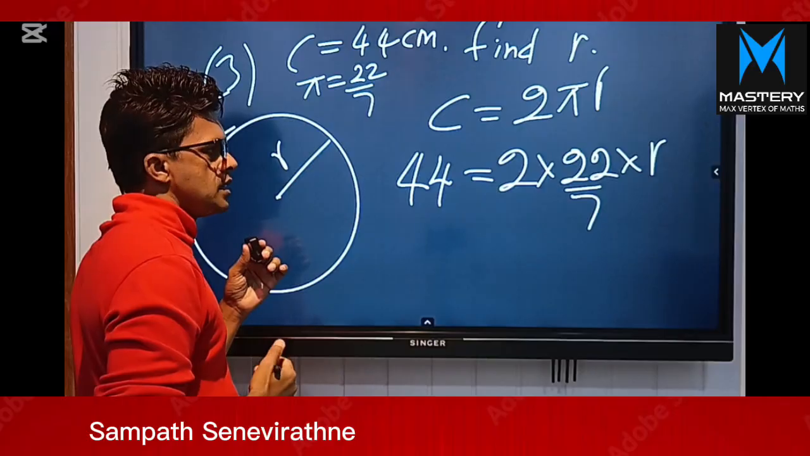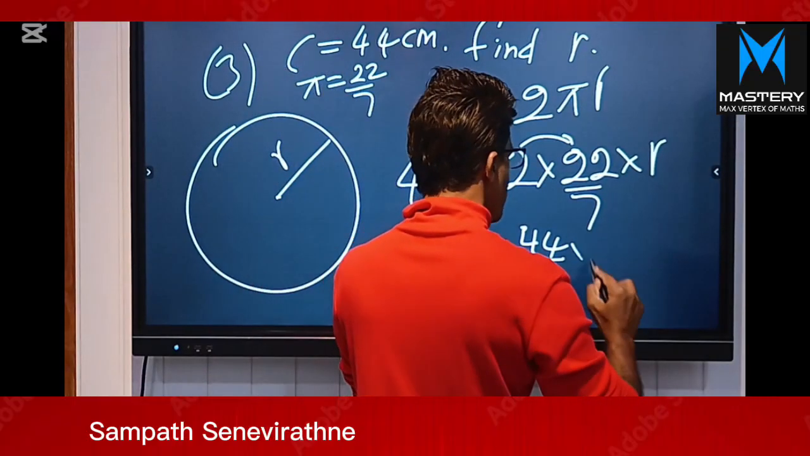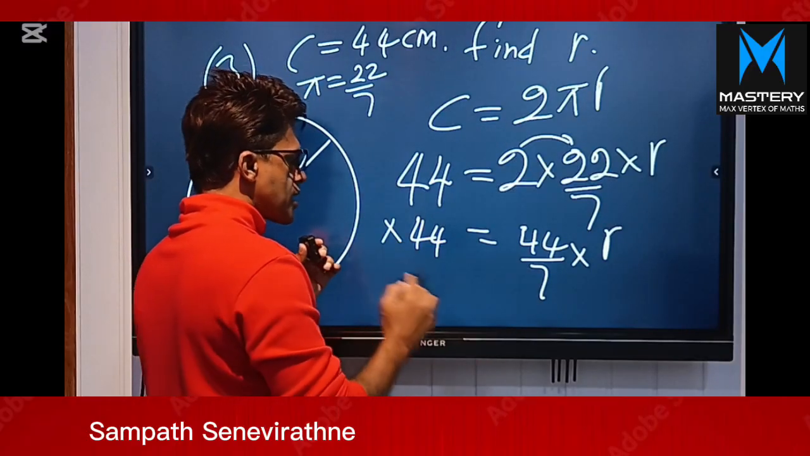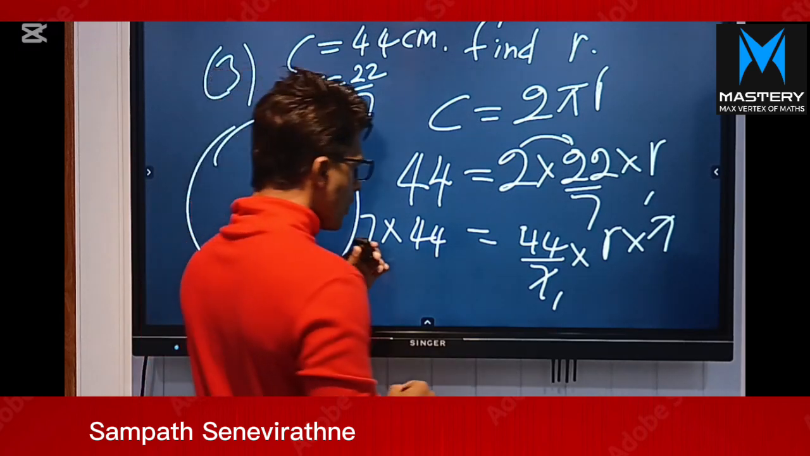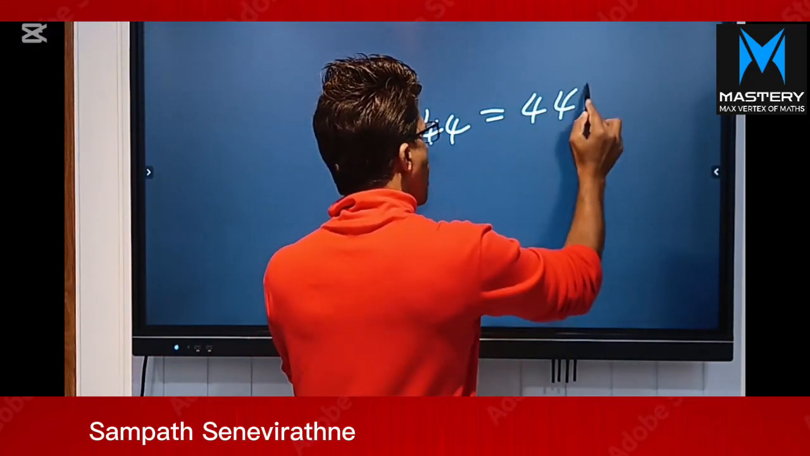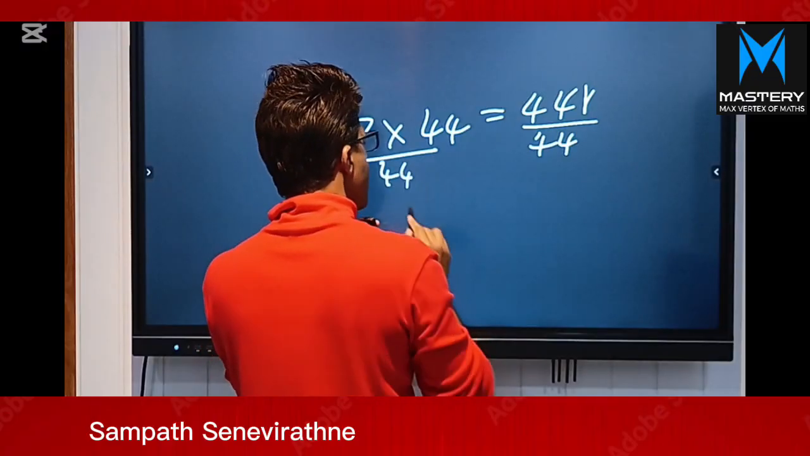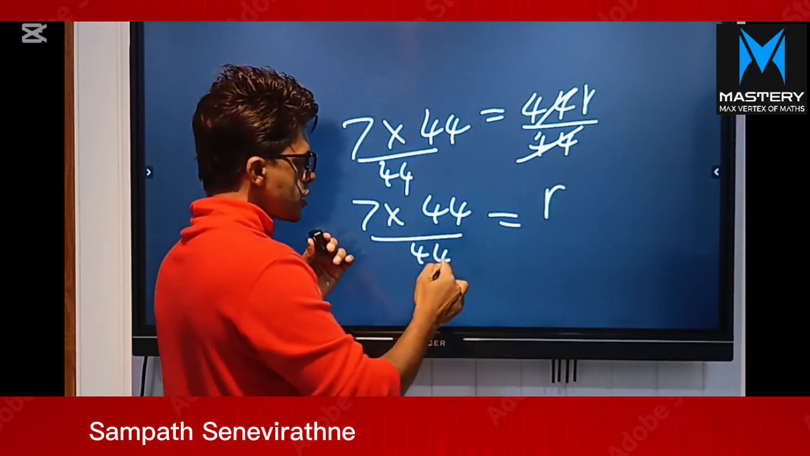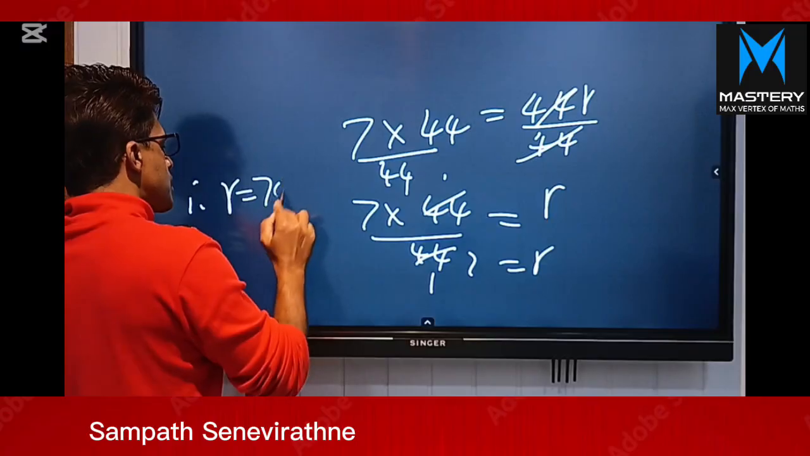How do we calculate the value of r here? Multiplying 2 and 22 gives 44, so 44 equals 44 over 7 times r. This is an equation, so to get r, we multiply both sides by 7, and the 7s cancel out. 7 times 44 equals 44r. Now divide both sides by 44, and 44 and 44 cancel out. 7 times 1 is 7. Therefore r equals 7 cm.